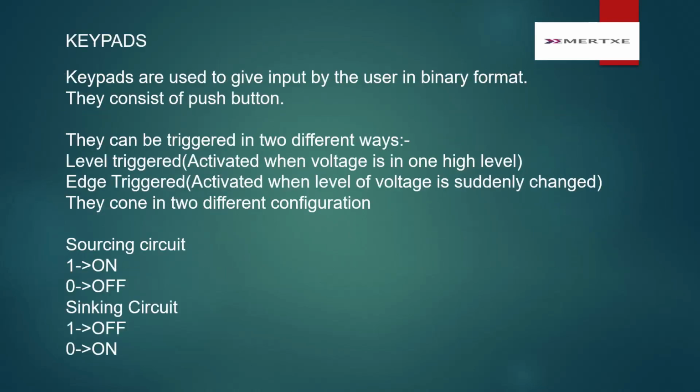And next we can go to the keypads. The keypads are used to give input by the user in binary format. They consist of push buttons. They can be triggered in two different ways. Level trigger is activated when the voltage is at the high level. Edge trigger is activated when the level of the voltage suddenly changes. They come in two different configurations. Sourcing circuit: one is on and zero is off. Sinking circuit: one is off and zero is on.